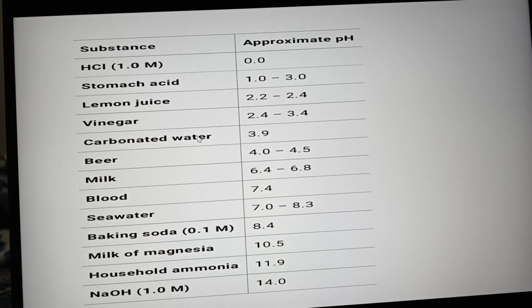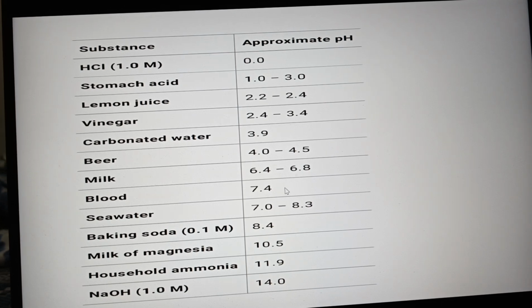The pH of carbonated water is 3.9, so it is a weak acid. Beer pH is between 4.0 and 4.5, so it is also a weak acid. Milk pH is between 6.4 and 6.8, so it is slightly acidic. Blood pH is 7.4, so it is slightly basic. Seawater pH is between 7.0 and 8.3, so it is also slightly basic.